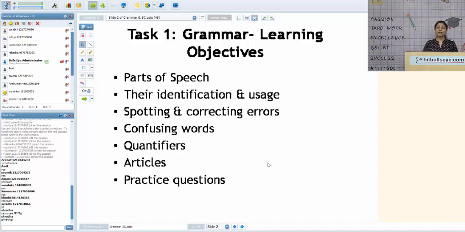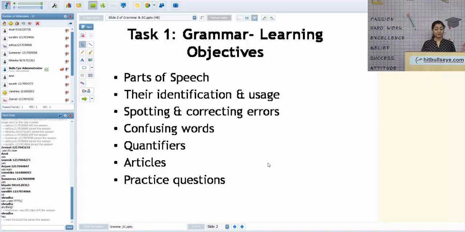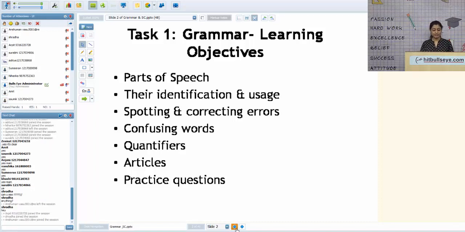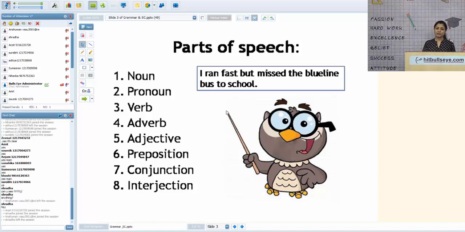Today's agenda on grammar is that first we'll be discussing the parts of speech, how to identify and use them, and how to spot the errors and correct them. Then we'll move on to confusing words, and quantifiers and articles later on. The questions we'll be practicing after covering every single topic or concept, and even at the end of covering the whole section of grammar. Moving on to the parts of speech, let's quickly revise everything that we have learned from class 1st to class 9th.